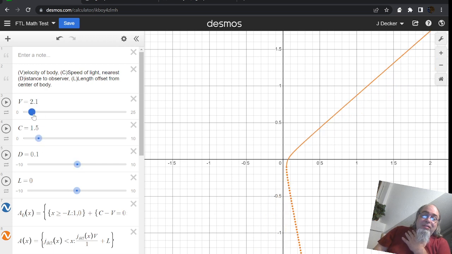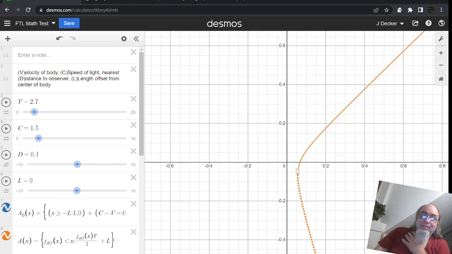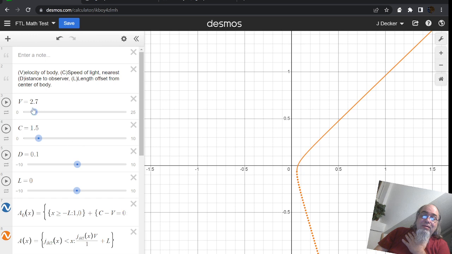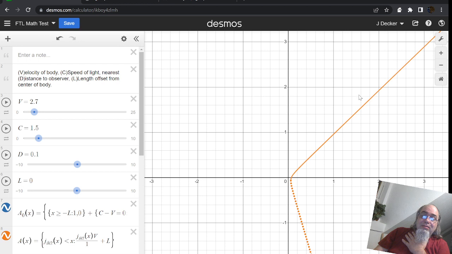Or I could change the velocity and go faster than the speed of light, and then at some time greater than 0.1 seconds, you see it go off into the distance backwards and carry off forwards. And this diagonal line is like the speed of light, as one unit of space and one unit of time is the speed of light.